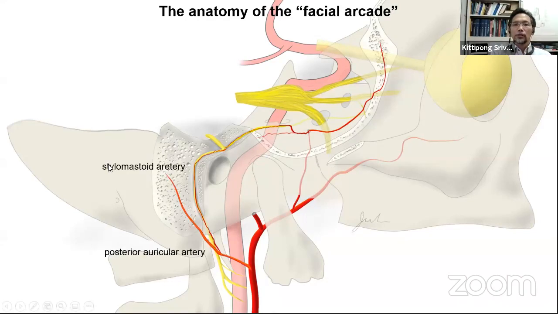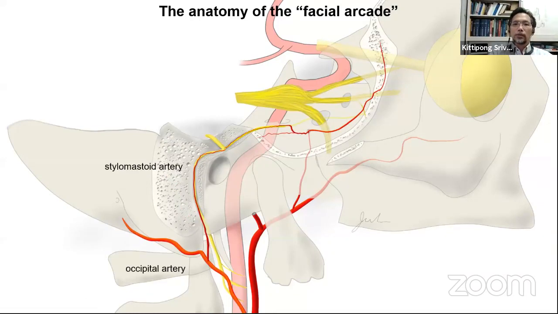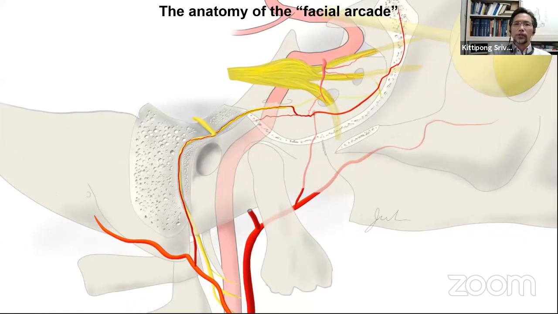And there's another counterpart to this. It's called the stylomastoid artery, which is usually a branch of the posterior auricular artery. And it also arises sometimes from the occipital artery. So you have like an arcade that feeds the nerve like this. This one can arise from the occipital artery. It has the connection also to the internal carotid artery.